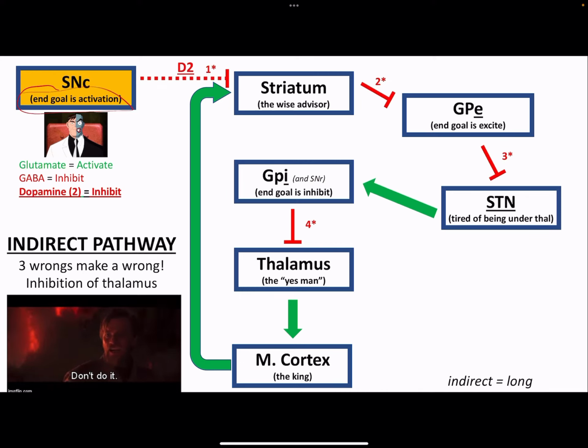So what if we're trying to do the indirect pathway, which is to inhibit movement? We're still sending dopamine, but now they bind to D2 receptors, and D2 receptors are for inhibition. So now we're inhibiting the striatum when the striatum is trying to do the indirect inhibiting pathway. And if we inhibit that which inhibits, we're going to go crazy here with all of these double, triple, quadruple negatives. We have 1, 2, 3, and 4. 4 negatives makes a positive, means we're going to have activation. It is trying to stop the indirect pathway and is trying to activate the direct pathway.